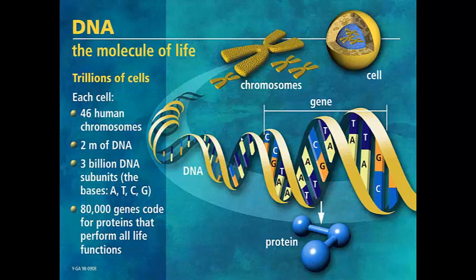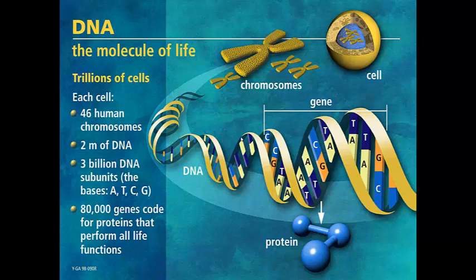DNA is the molecule of life. Your body has trillions of cells. Each cell in your body has 46 chromosomes, except for red blood cells, 2 meters of DNA, 3 billion DNA subunits, so these are the ATCG bases, adenine, thymine, cytosine, and guanine, and 80,000 genetic codes for proteins that perform all of the life functions in your body.